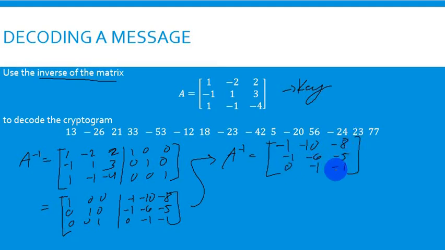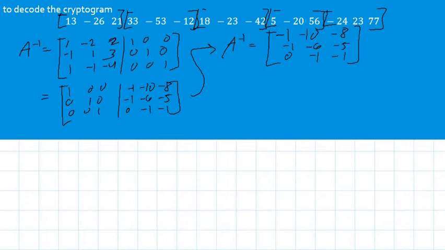Now, this is what we would have to multiply to this cryptogram, grouped into matrices, so that we can decode it. Since this is a 3 by 3 matrix, we would need to group our cryptogram into matrices that are 1 by 3, as such. So, to decode this first row, we need to multiply. So let's just bring it down. Here you go. So now we are going to decode.